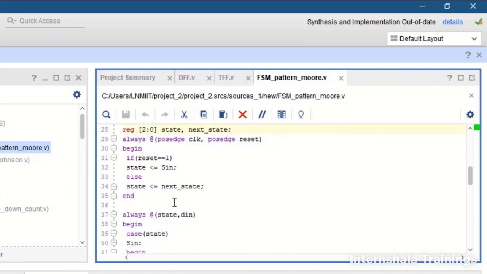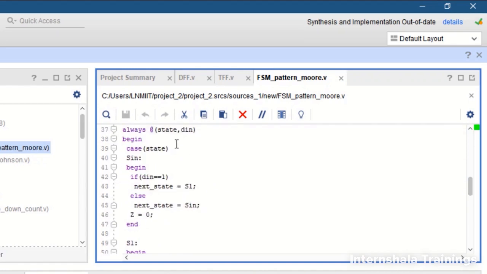Then we start our coding. First of all, we declare the reset case. We say if reset is equal to 1, then the state will go to S initial. Otherwise, the state is next state. Next, we have our main code. We are saying case state. In S initial, if input is 1, we go to S1. Otherwise, with input is 0, we go to S initial. In S initial, the output remains 0.